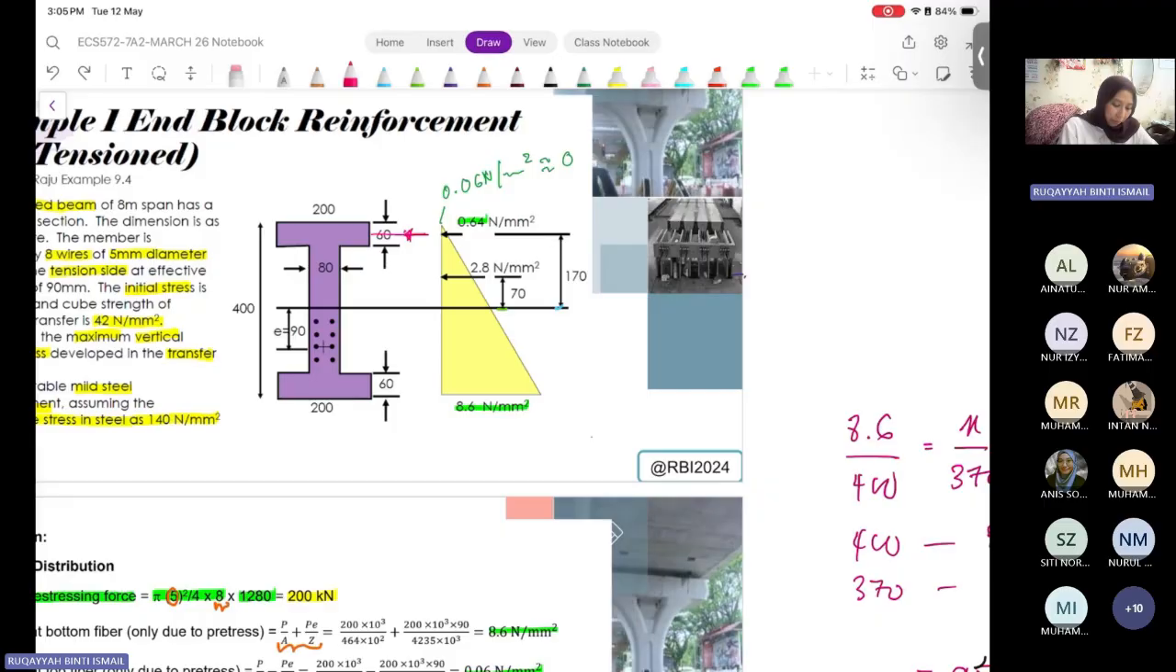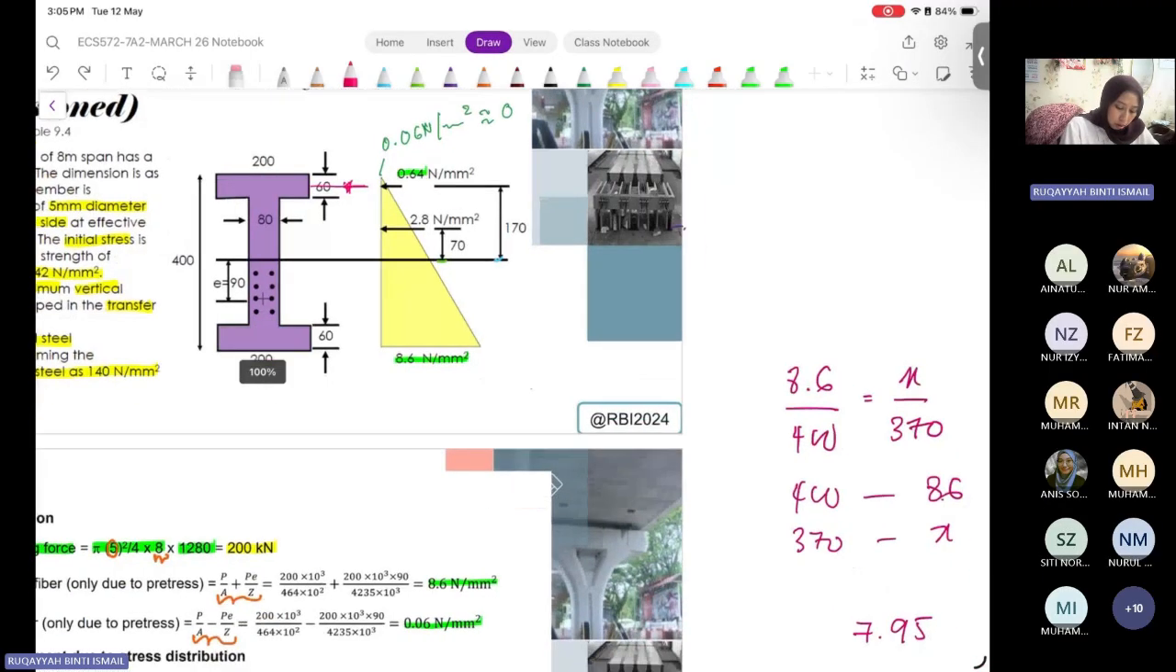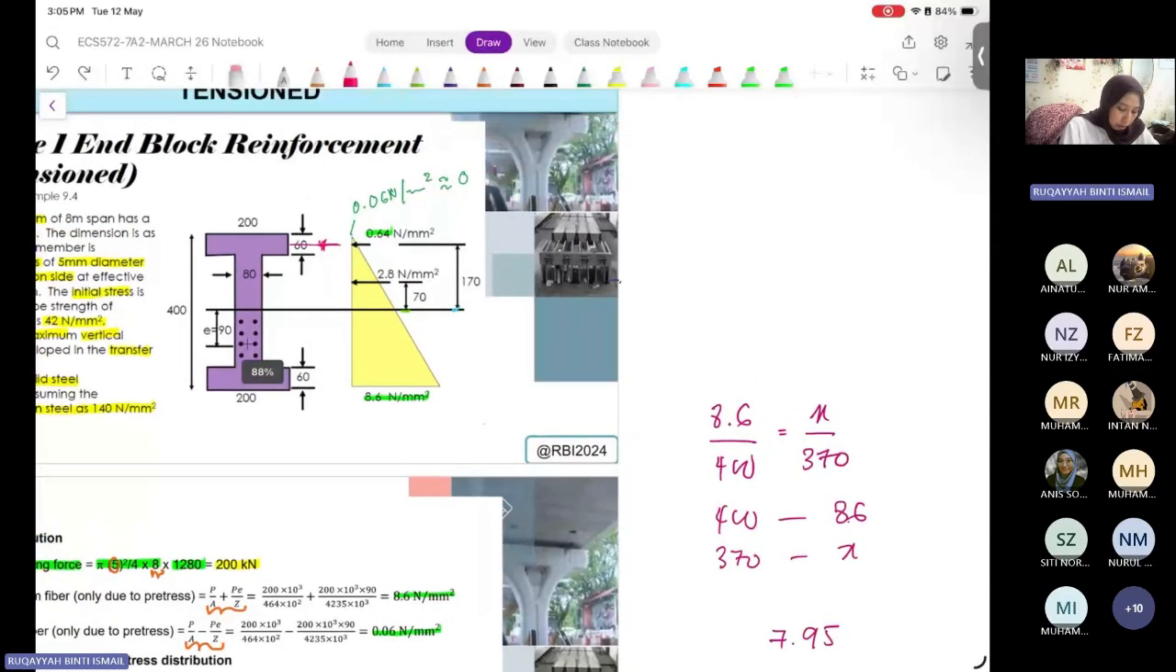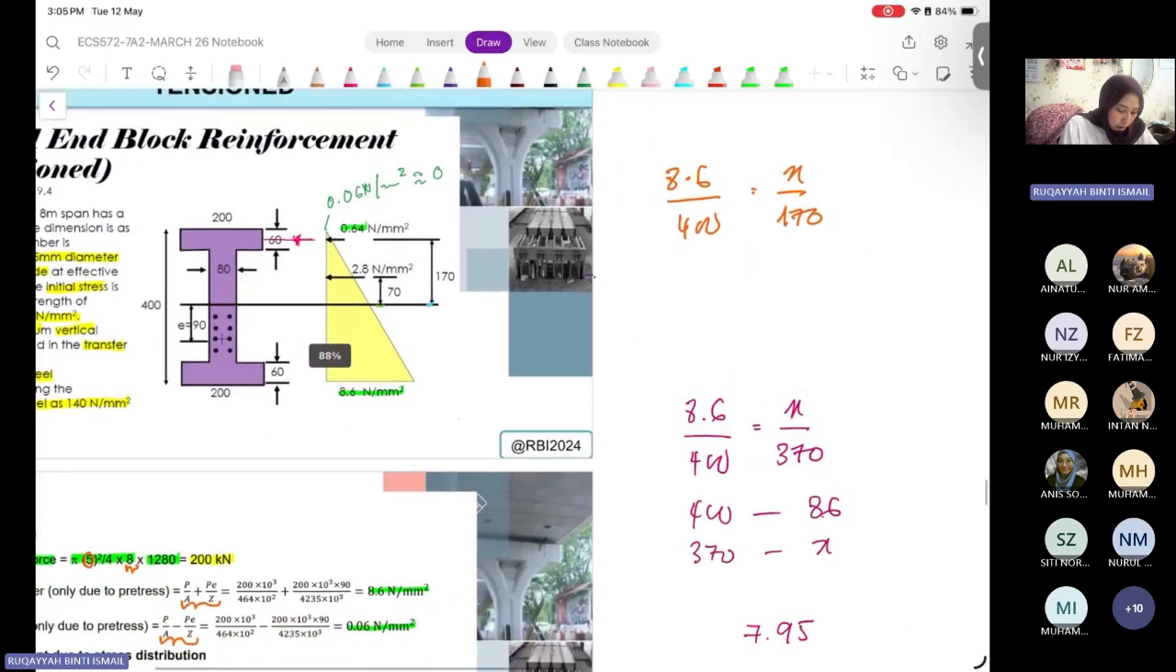So we will use the triangle consideration. We take the value of 8.6, which is the whole stress at the bottom, divided by 400. This will be equivalent to X divided by 170, because you have two ratios of X. Then you can calculate it, and you will get the value of 0.64. You get the interpolation of it.